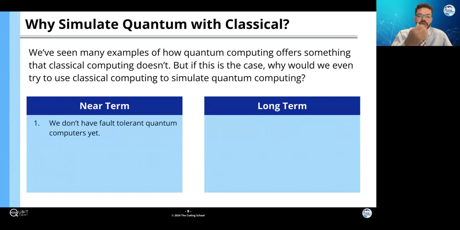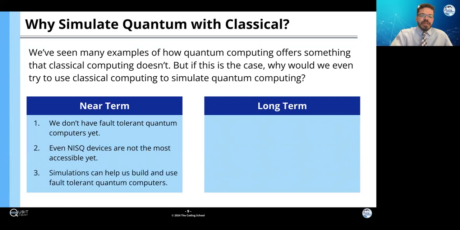Okay, so in the near term, we don't have fault-tolerant quantum computers. We have to deal with all the dephasing and decoherence issues, right? Even our NISQ, noisy intermediate scale quantum computing, the kind of near-term quantum computing we can do today that we talked about a while ago, those aren't particularly accessible. And simulations can help us build and use fault-tolerant quantum computers.